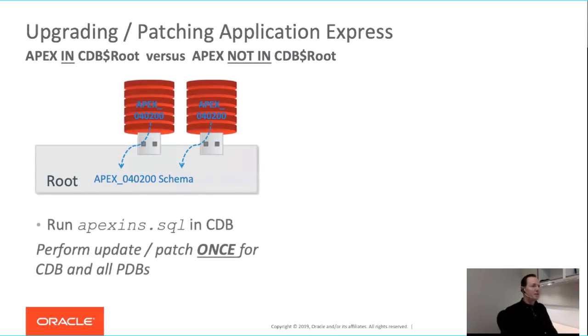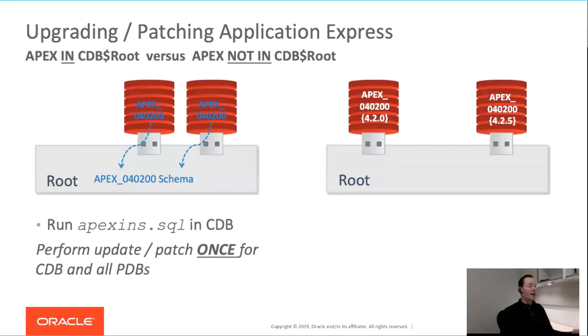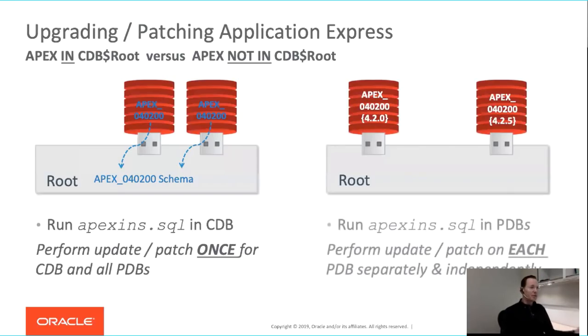So looking at the two different models of Application Express, where Application Express is installed common in the root, and then where Application Express is installed locally in the PDBs, upgrading and patching is a little bit different. When it's installed common, you would just connect to the CDB and run a single script, apexins.sql, for example, if you were doing an upgrade. But where Application Express is installed locally in PDBs, then you would connect to each PDB separately and then run that script again.